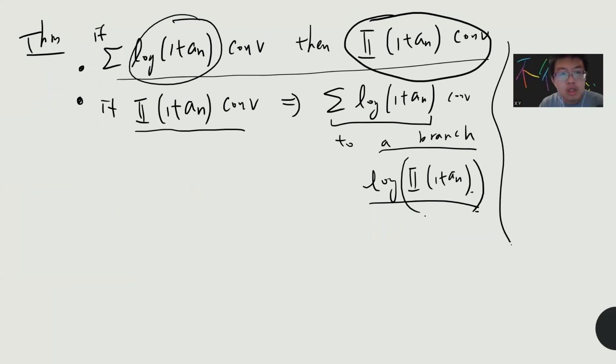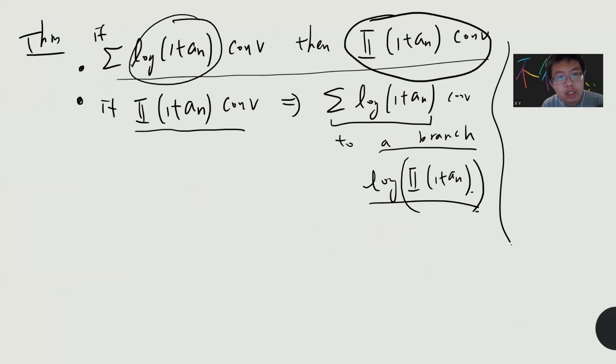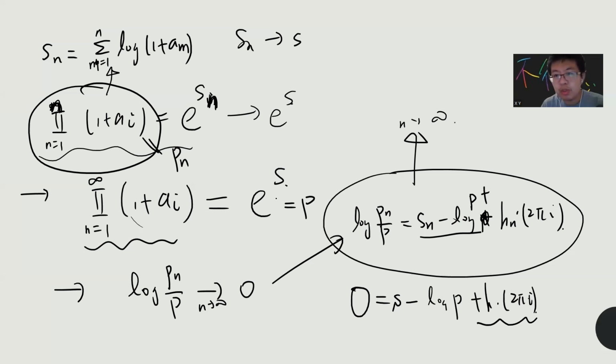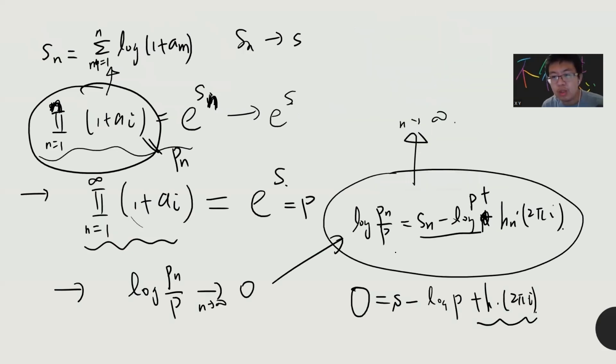Let's check what's going on. First, we need to show that if this guy converges, then we already proved it goes to the exponential of S. Then the rest is that if this guy converges, we want to show that this guy converges to a branch, which is exactly what we did here. So we converge to this branch.